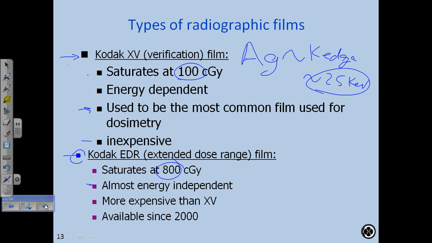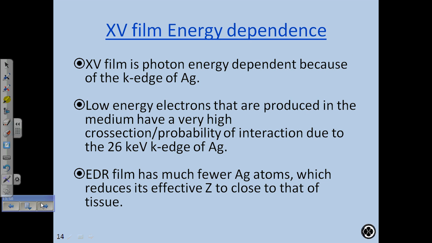Okay, so we'll go back to EDR. EDR doesn't have as much silver, so it's almost energy independent. It's more expensive, and it's been available since 2000. So XV film is photon energy dependent because of the K edge of silver. Low energy electrons produced in the medium have a very high probability of interaction due to the K edge. EDR film has much fewer silver atoms.